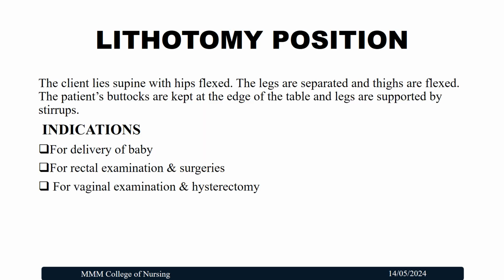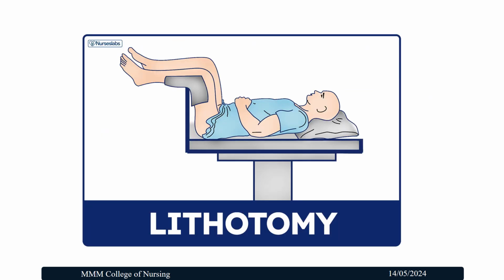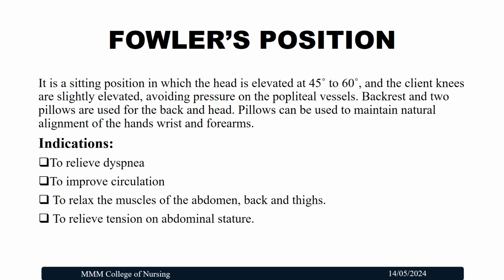Lithotomy position: the client lies in the supine position, that is, on the back. The patient lies on the back with hips flexed, the legs are separated and thighs are flexed. The patient's buttocks are kept at the edge of the table and the legs are supported in the stirrups. Indications: this position is mainly used for the delivery of a baby, to do any rectal examination and surgeries, for vaginal examination and hysterectomy. Lithotomy position.